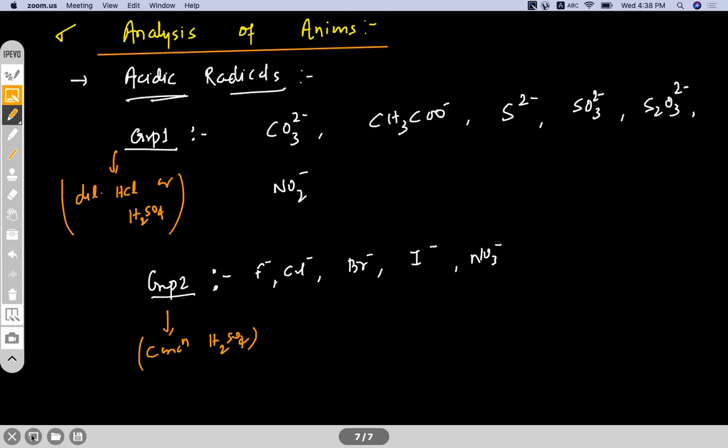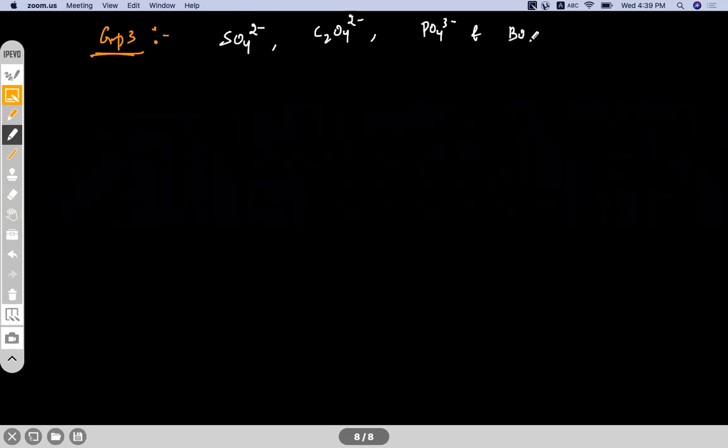Okay. Group 3 anions, you see. Group 3 anions we have sulfate anion, C2O4 that is oxalate anion, phosphate, and BO3 3 minus.